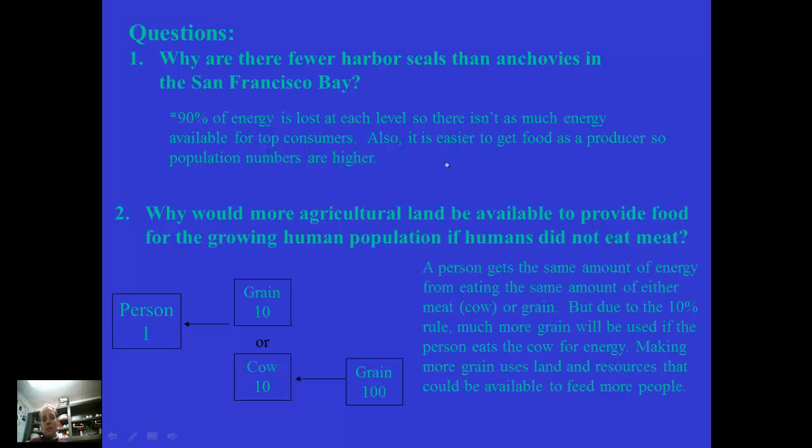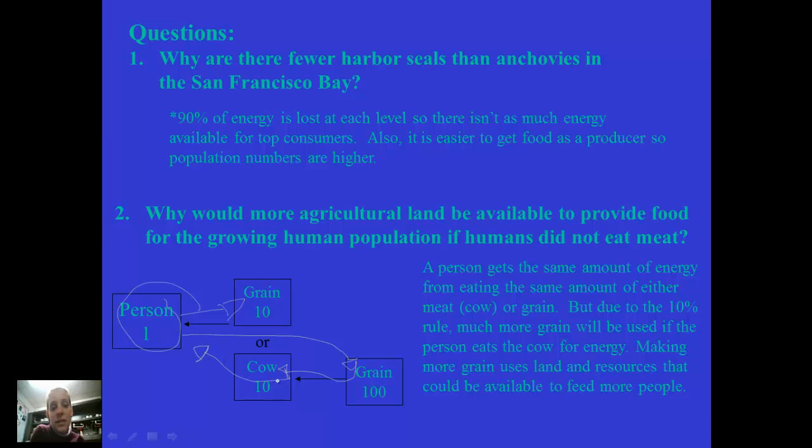So a person gets the same amount of energy from eating the same amount of either meat or grain, but because of the 10% rule, much more grain will be used if the person eats the cow for energy. Making more grain uses land and resources that could be available to feed more people. So this person has the option of just eating the grain directly, or the person can take the grain that they themselves could eat and feed it to a cow, and then eat the cow themselves.